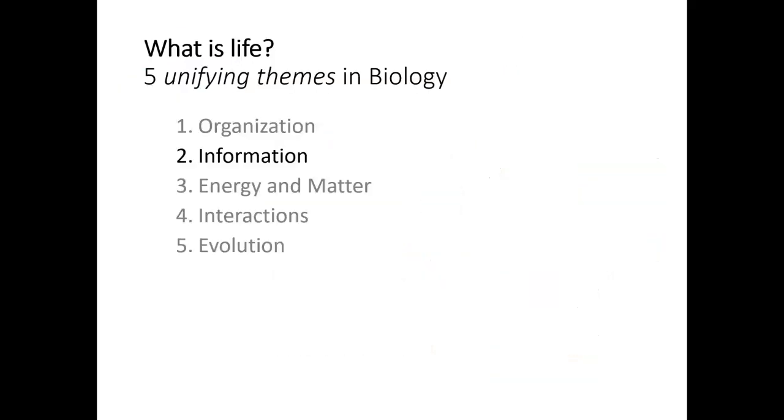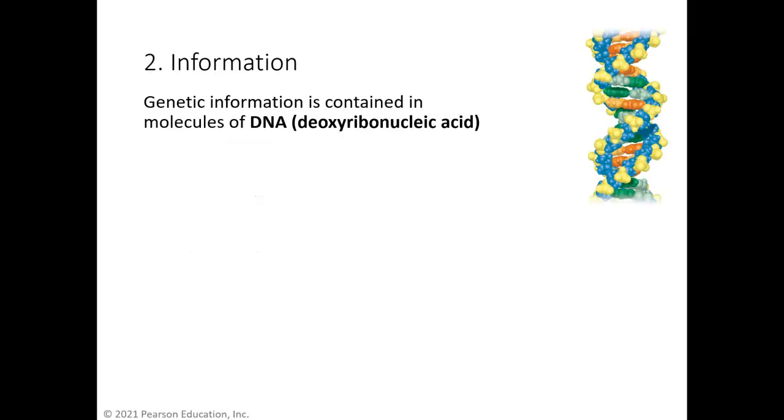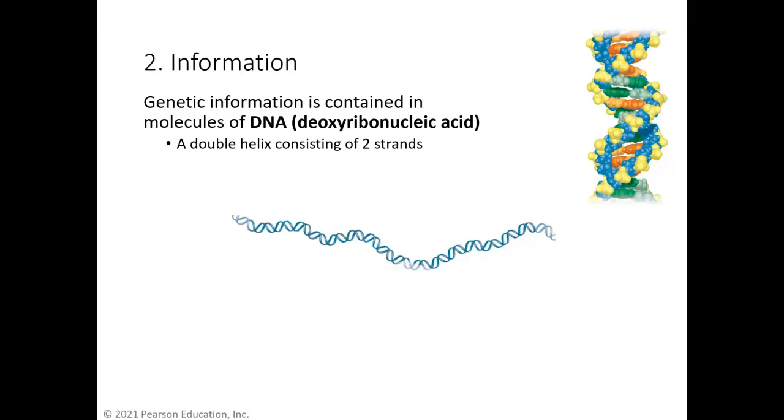Moving on to the second theme. Genetic information is encoded in a large molecule called deoxyribonucleic acid, or DNA. The structure of DNA is a double helix. This means there are two strands of DNA twisted around each other.